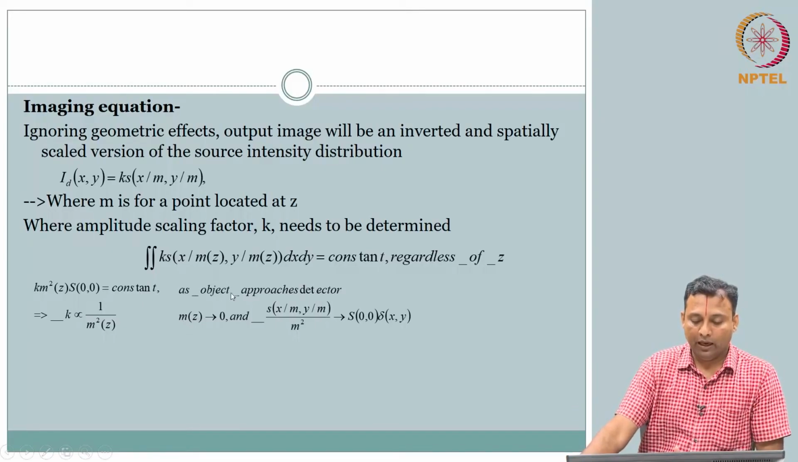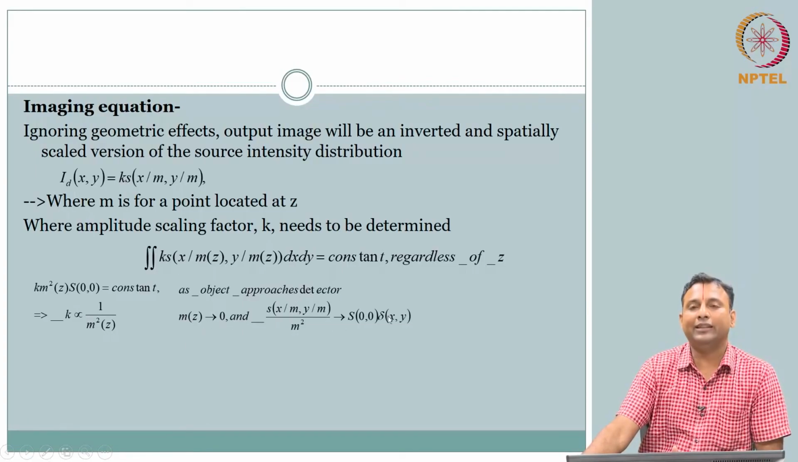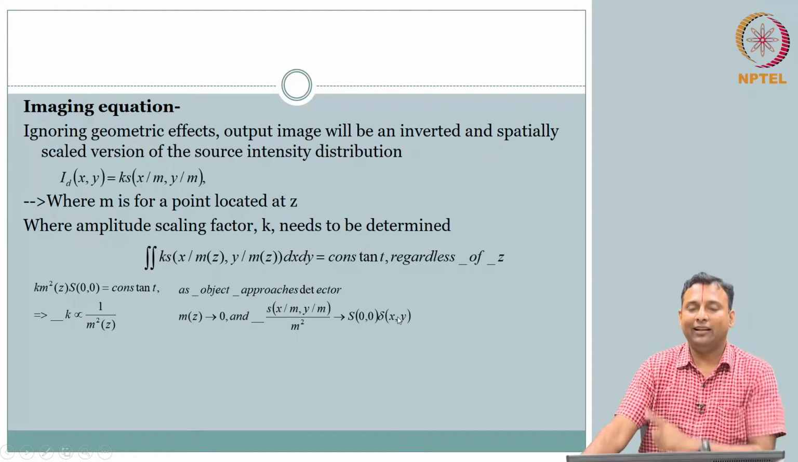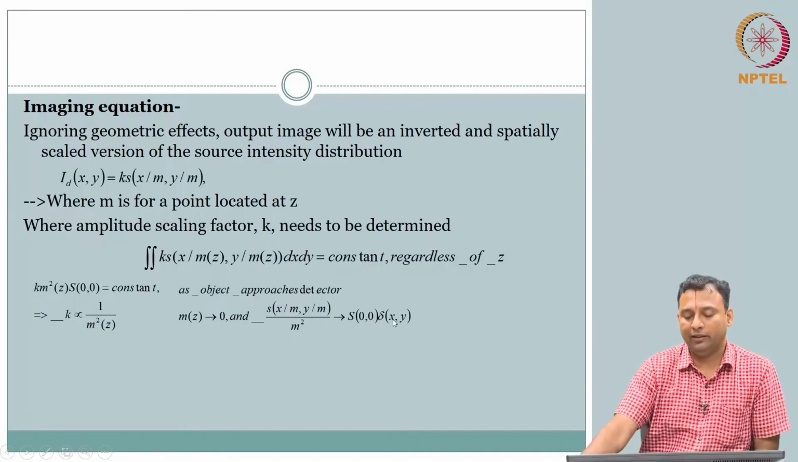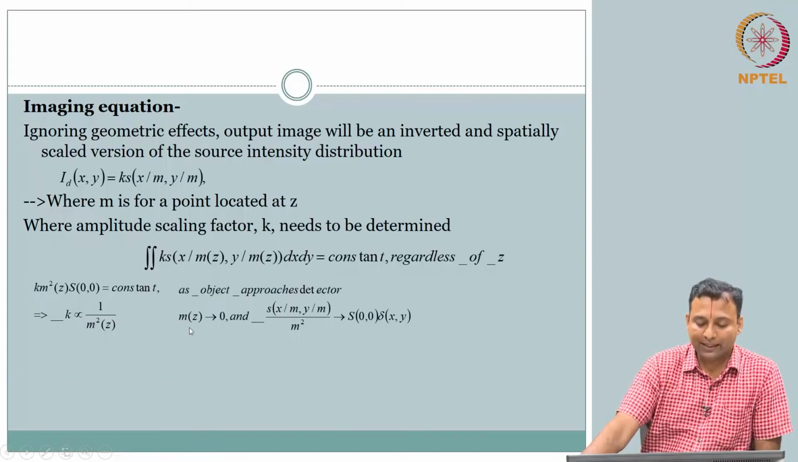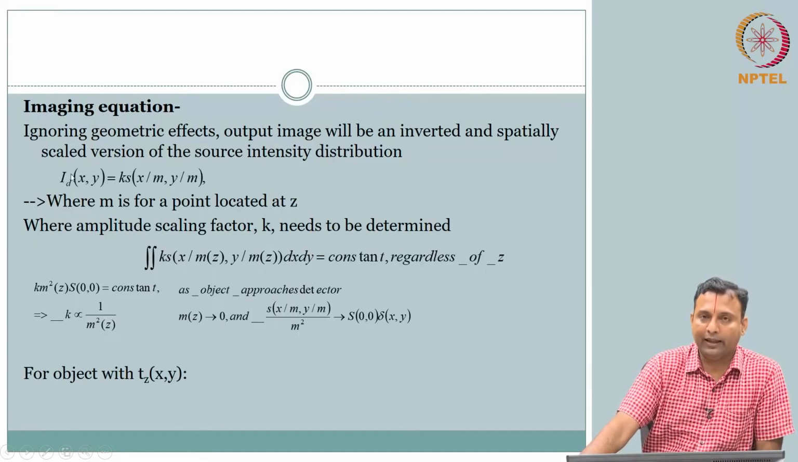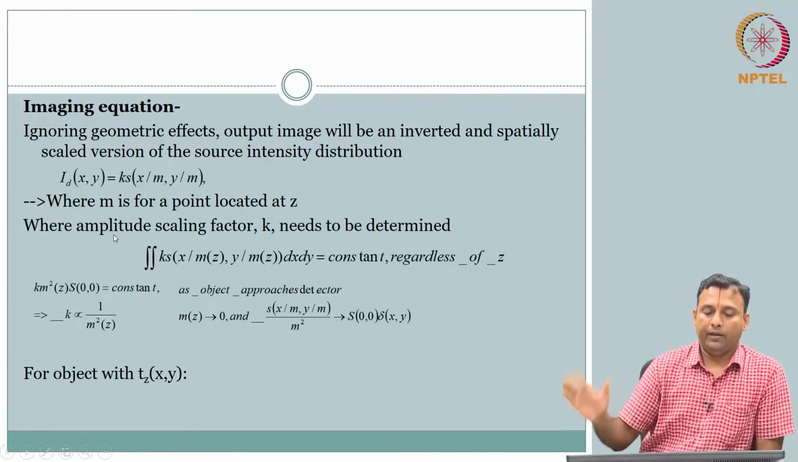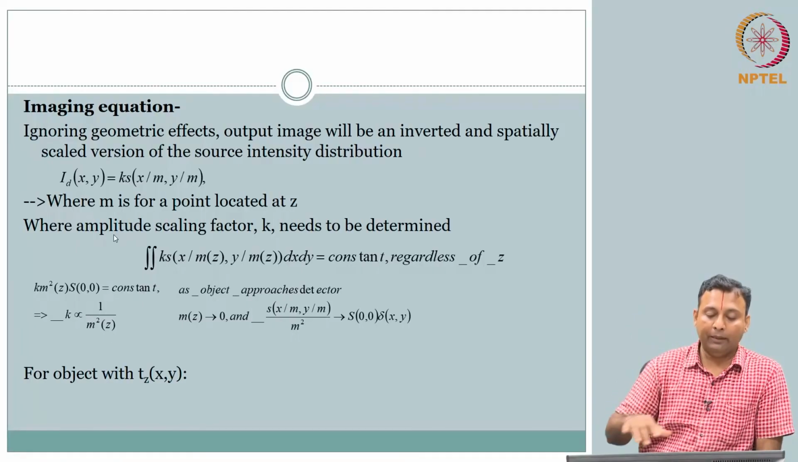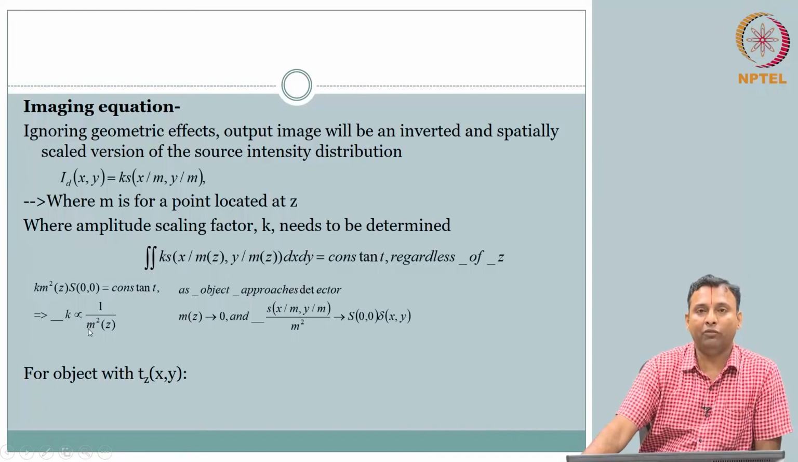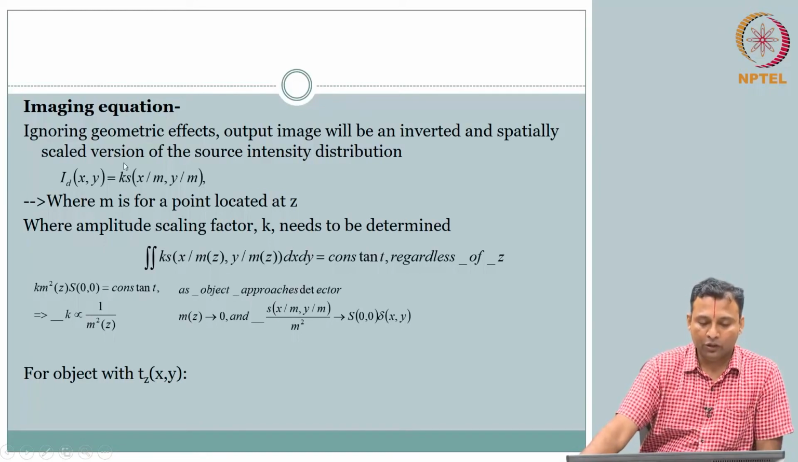So if it approaches the detector, we can write m of z tends to 0, which essentially means that you have a delta at 0 comma 0, whatever is there, right. So s of x by m, y by m square, you can write it as everything packed in the delta function. In this sense, you can essentially take the effect of your magnification factor and depth dependent magnification factor, right. So m of z captures one in terms of the other, and we can get a k.